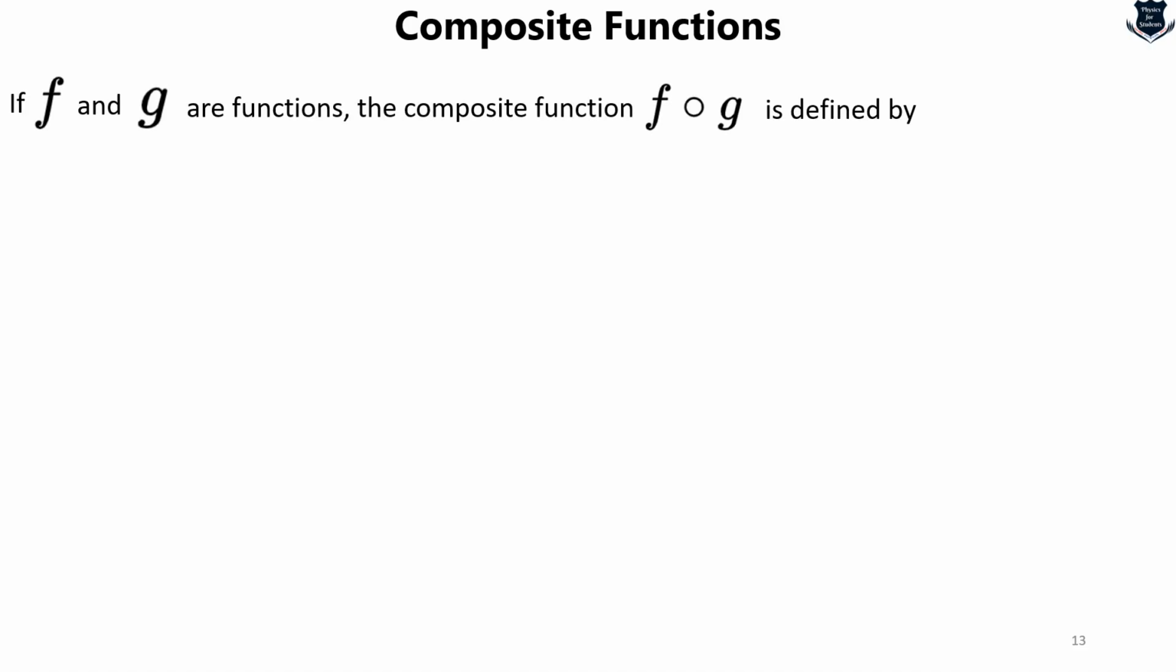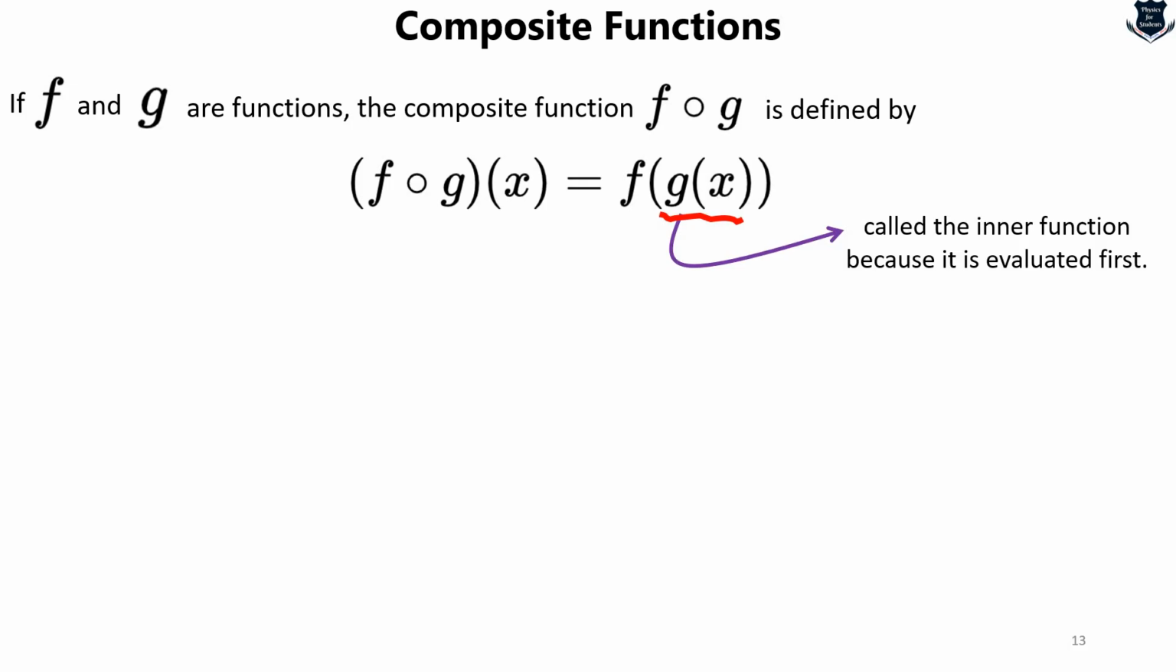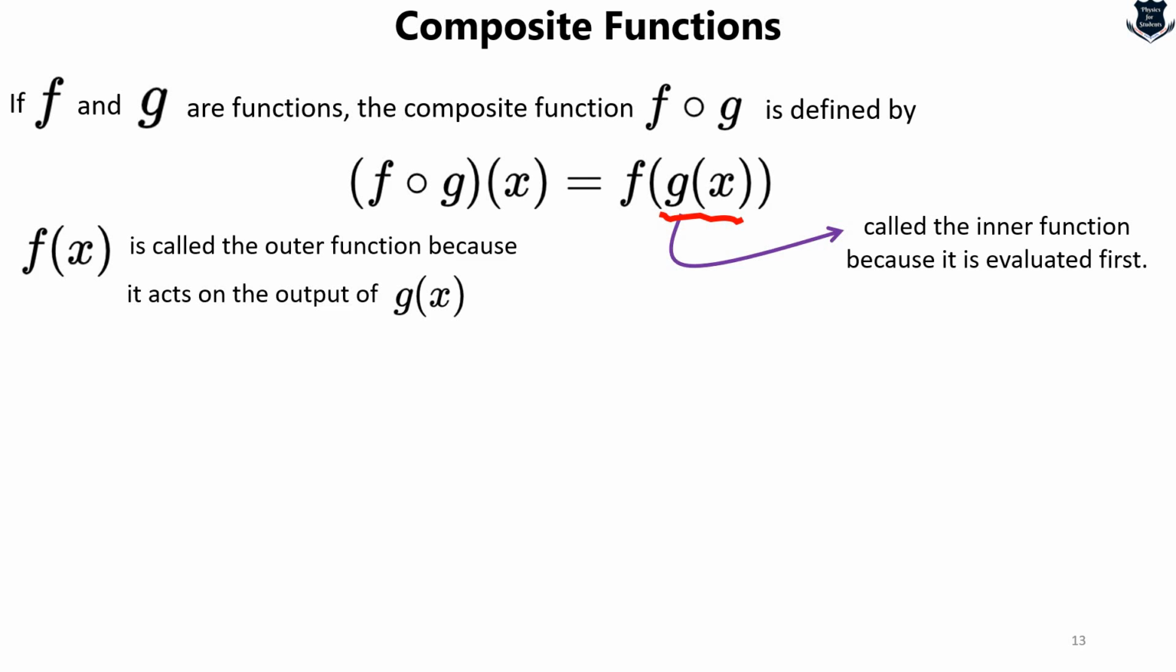If f and g are two functions, we define the composite function by f with a circle g. This circle is not filled in. Here we underline g of x. This is called the inner function because it is evaluated first. So in the composite function, remember that f of x is called the outer function, because it acts on the output of g of x, and g of x is called the inner function because it is evaluated first.